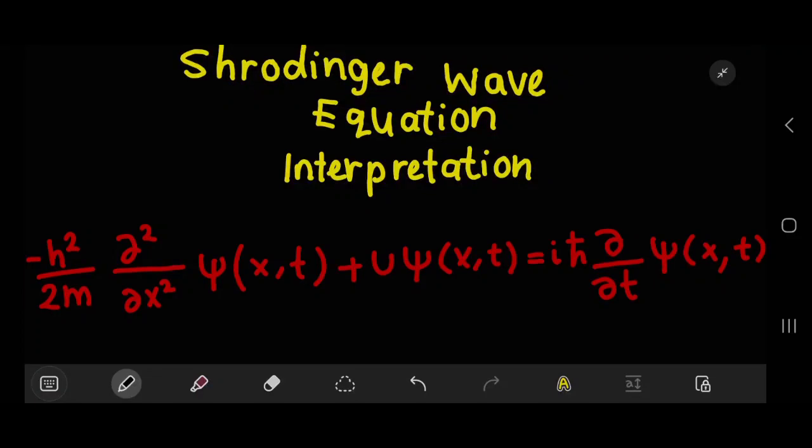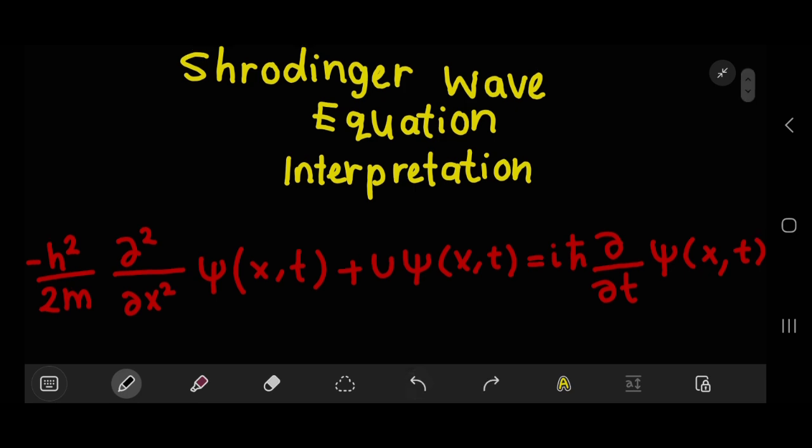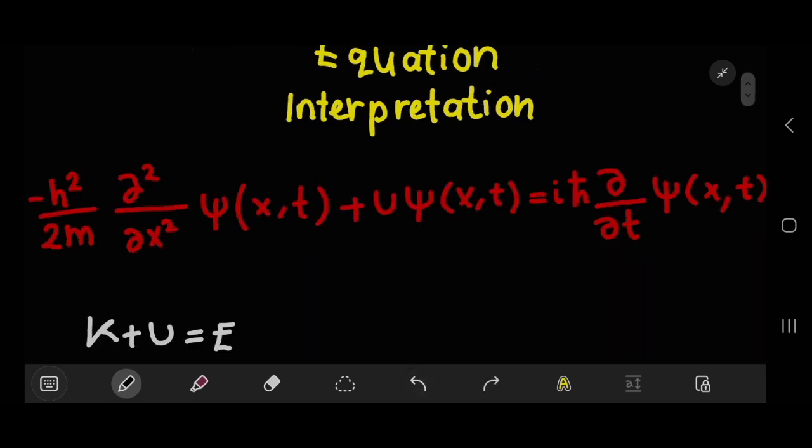In this video, we'll be interpreting Schrödinger's wave equation. It seems hard, but we'll break it down. Let's start. First, we'll use the famous energy equation, which is the kinetic energy plus potential energy equals the total energy.